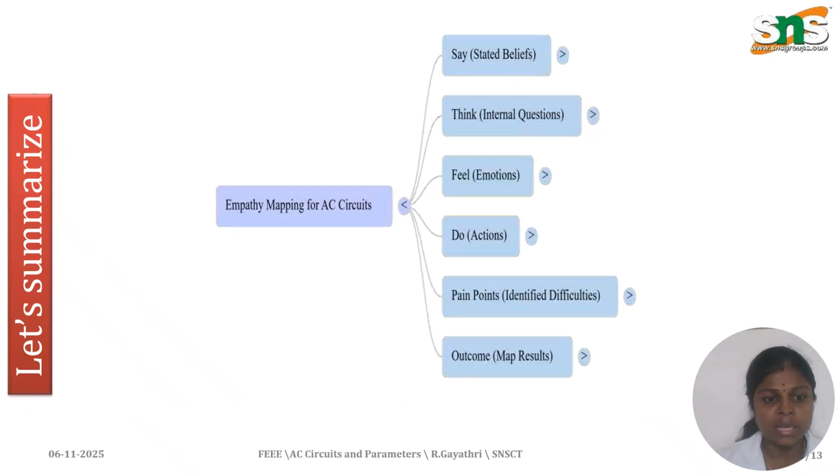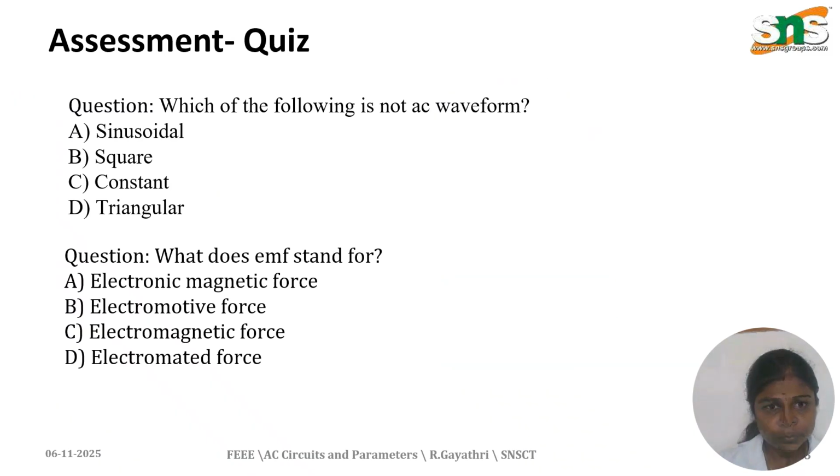And let us summarize the topic we have discussed. The AC circuits, average value, RMS value, and the different types of AC circuit analysis: square wave, triangular wave, and complex waves. And coming to the assessment question, which one of the following is not an AC waveform?